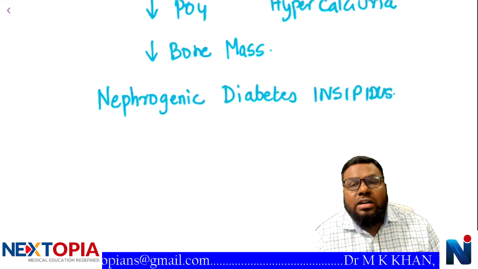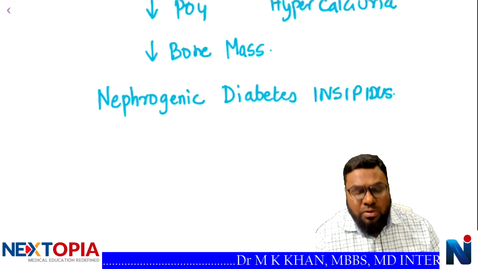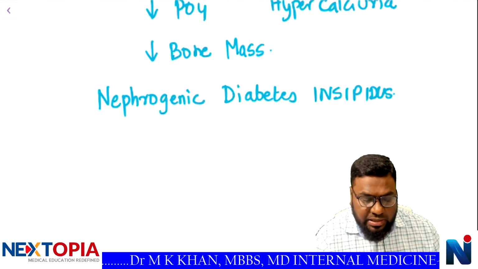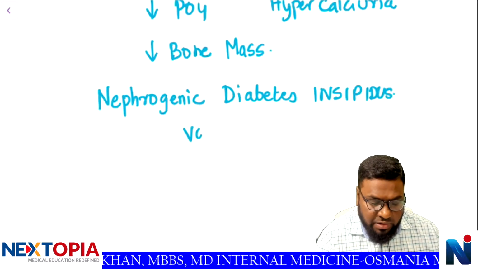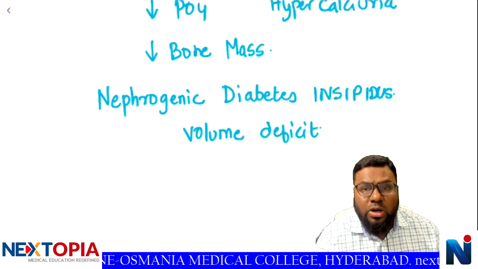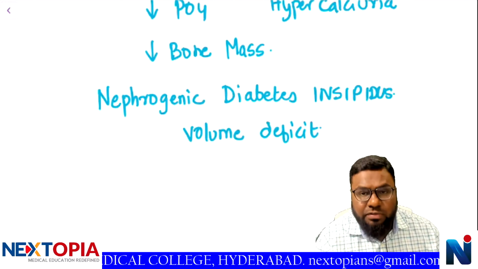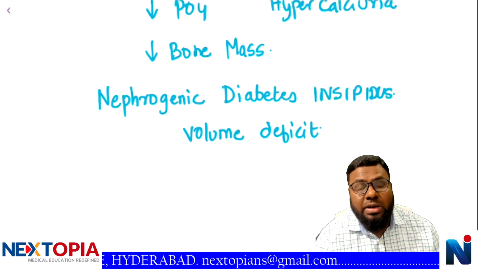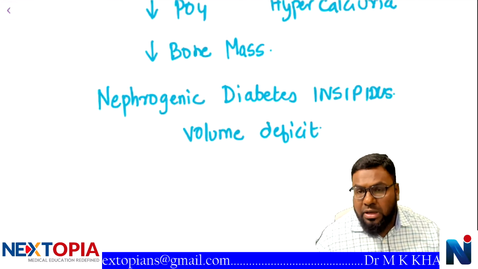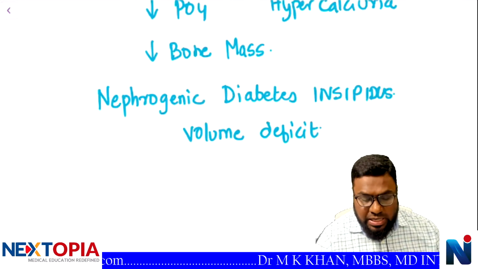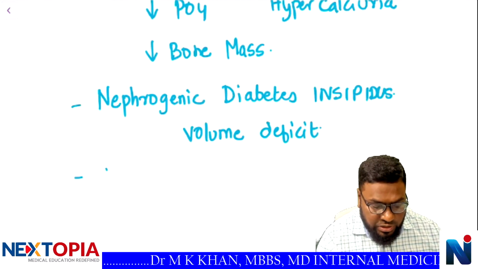So what will happen to the plasma volume? Dehydration occurs, so plasma volume deficit occurs. Hence, sudden volume deficit is a feature of hypercalcemia. High calcium actually depolarizes the neuronal tissues.